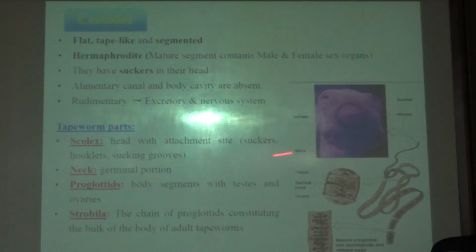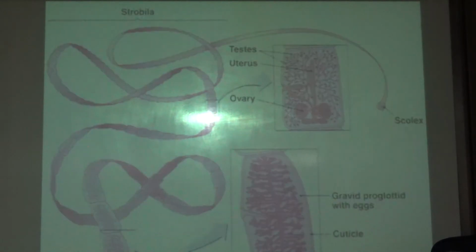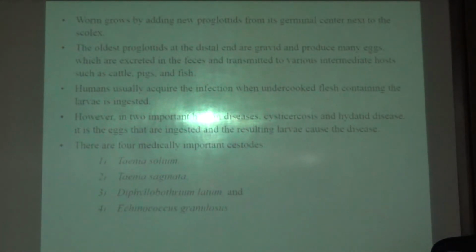Scolex has a head with attachment organs, suckers, hooklets through which it gets attached. Neck is the portion just after the head. Then we have proglottids, body segments with testes and ovaries. Strobila, the chain of proglottids constituting the bulk of the body of the adult tapeworm. So in general, you can remember these things. The worm grows by adding new proglottids from its germinal center next to the scolex.